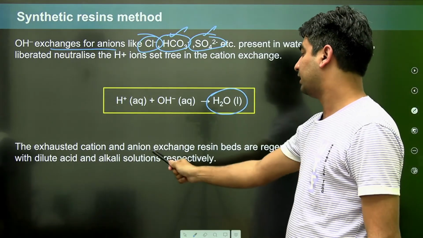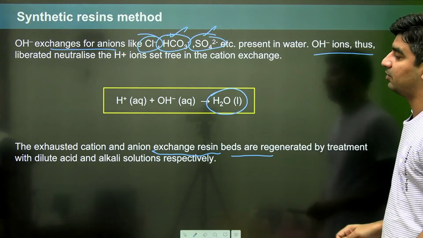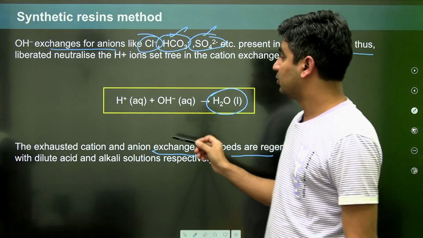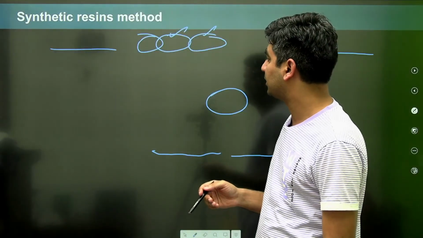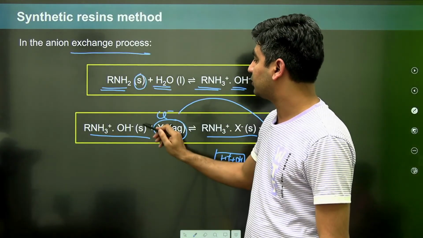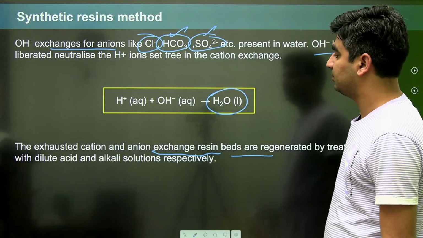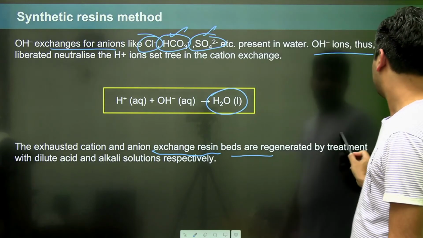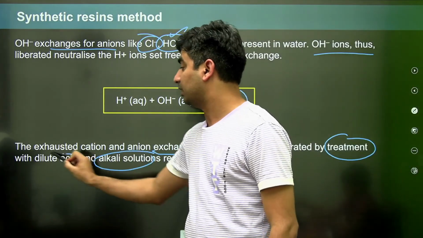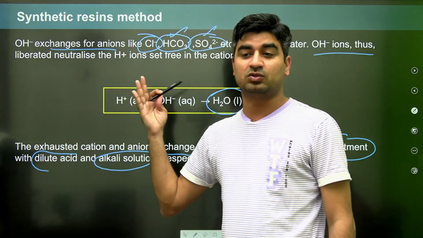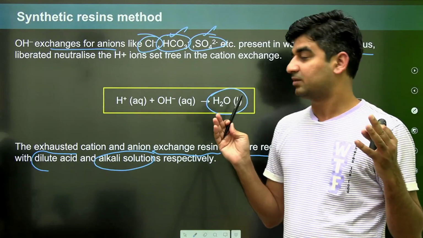The exhausted cation and anion exchange resin beds are regenerated by treatment with dilute acid. तो ये जो खत्म होंगे उस बेड में, मतलब मैं आपको दिखा देता हूँ, ये जो चीजें हैं ये एग्जॉस्ट हो जाएंगे. You can again regenerate them. How will you regenerate them? By treating them with dilute acid and alkali solutions separately. So you can again regenerate those things which are causing the cation or anion to precipitate, right?